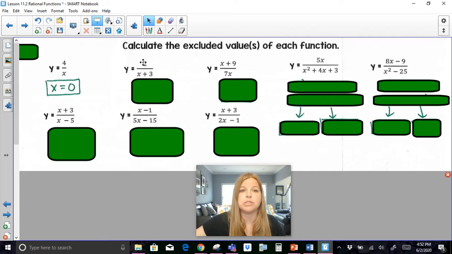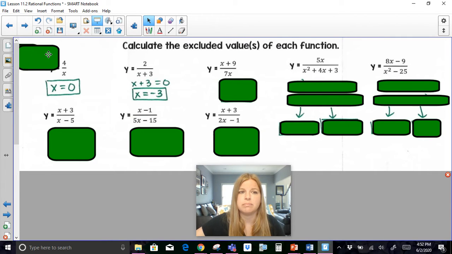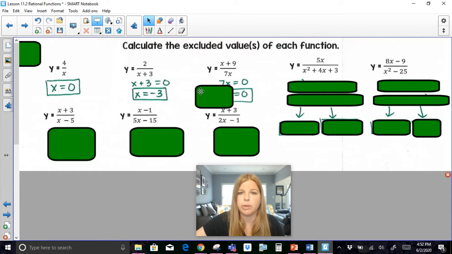Here, y equals 2 over x plus 3. Well, what value of x would turn this denominator into 0? It would be negative 3. So the excluded value is negative 3. x can be any number in the world in this equation except for negative 3. Next, 7x. Well, this one's kind of like when there's just an x there. If you were to set 7x equal to 0, you end up still getting 0. So 0 is the excluded value. x can be any number in the world except for 0.